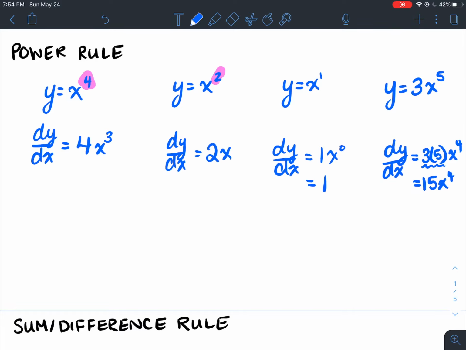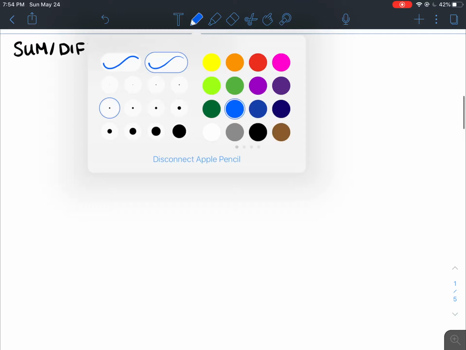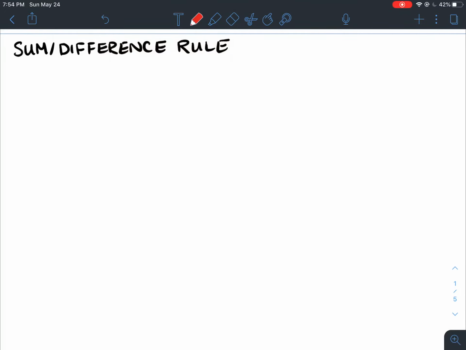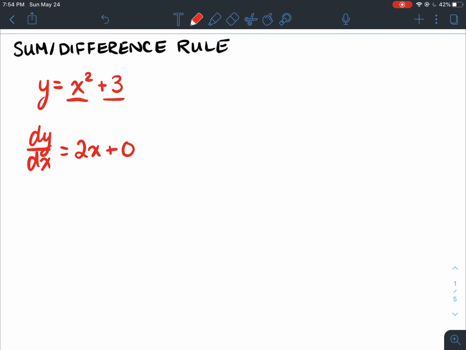It's super handy. Okay, the sum and difference rule is just a combo of all your rules, but when you have an addition or subtraction. So let's say you had x squared plus 3. The sum rule just says that we can take the derivative of each term. So the derivative of x squared would be 2x. The derivative of 3 would be nothing. So this derivative would just equal 2x.